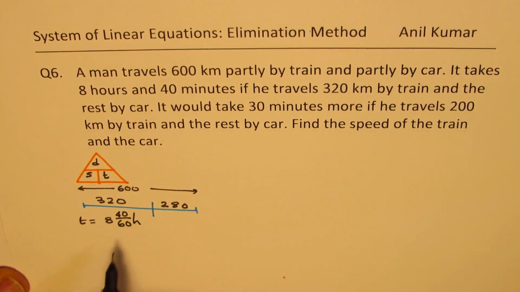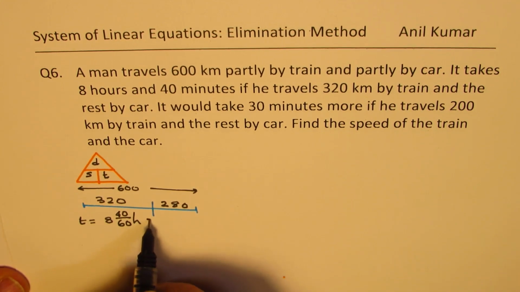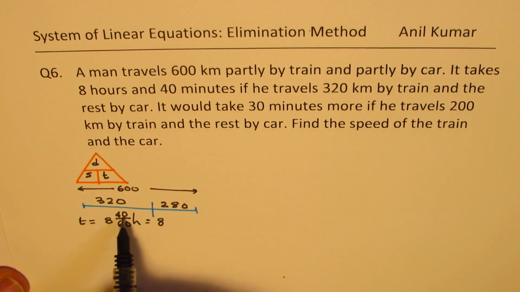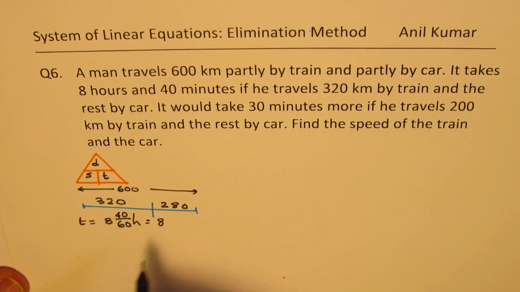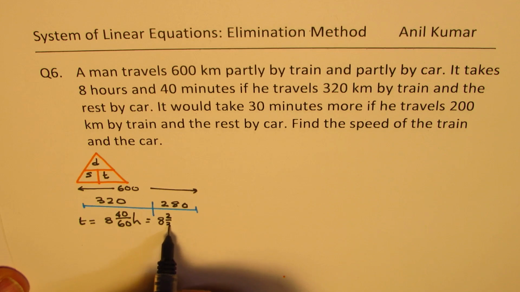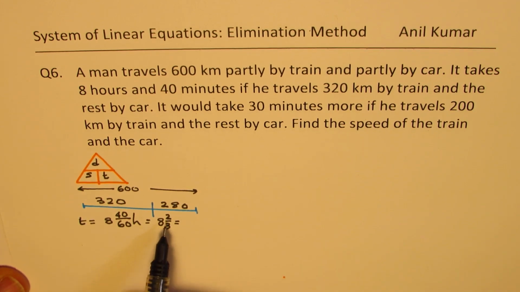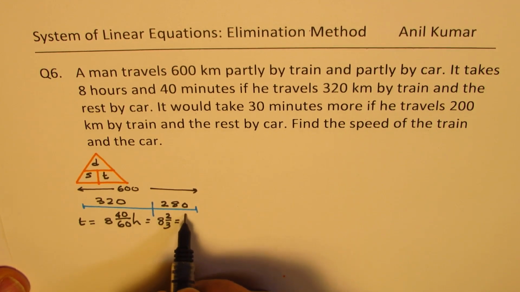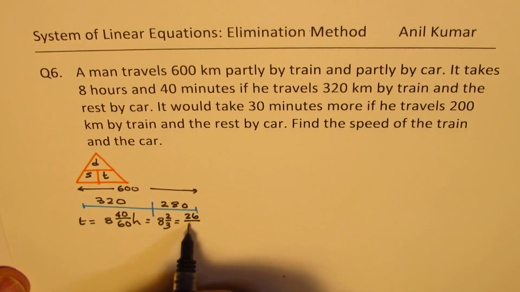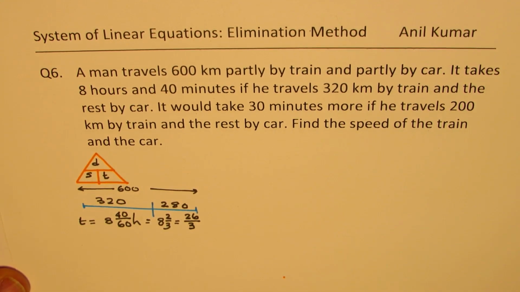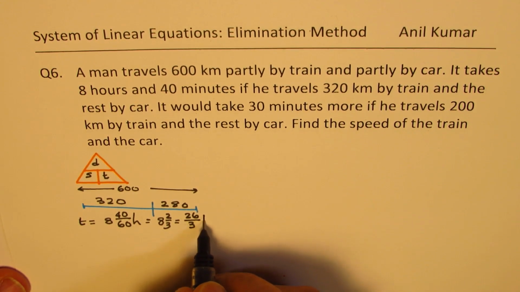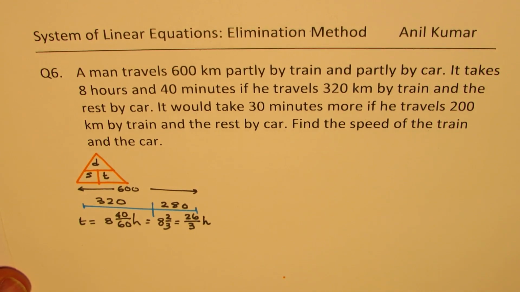Is that clear to you? So 8 whole 40 over 60. Now if you simplify this, you get 8 wholes, and 0 and 0 cancel, divided by 2, 2 over 3. Now, we can convert that to an improper fraction: 8 times 3 is 24, plus 2, 26 over 3. So that is how you need to convert. This is a very important step, and now we have the time in hours. Clear? So the total time to travel the whole distance is 26 over 3.